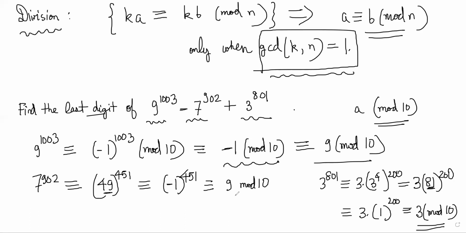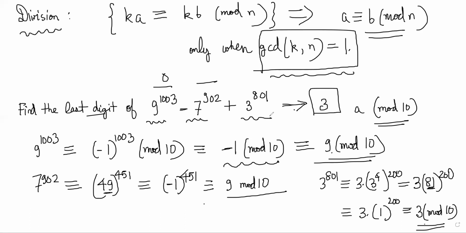If you combine all of these numbers, actually you have to subtract the first two. So 9 minus 9 will get 0, plus 3. So the last digit of this will be 3, because you can combine each of those numbers. It is 9 mod 10 minus 9 mod 10 plus 3 mod 10. So the last digit will be 3 here, right?